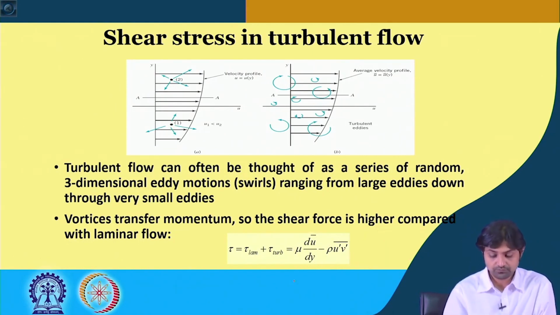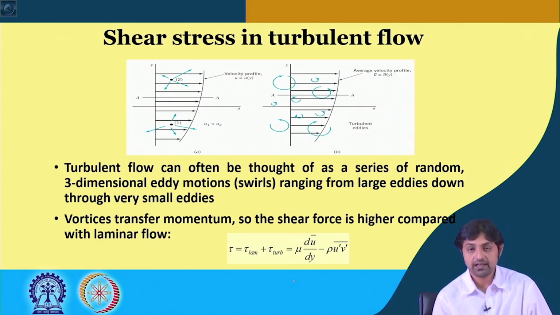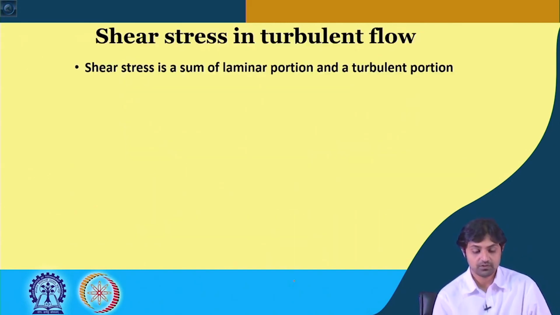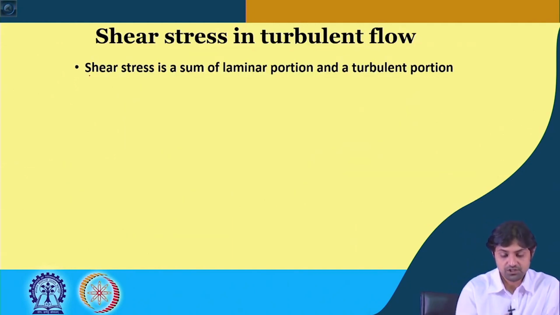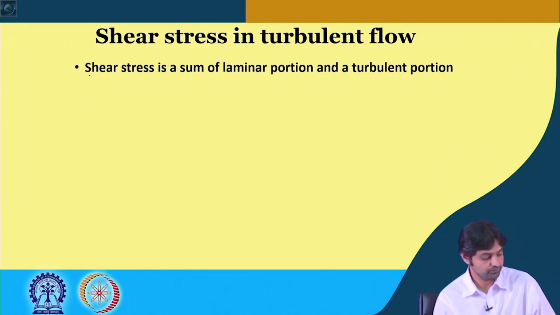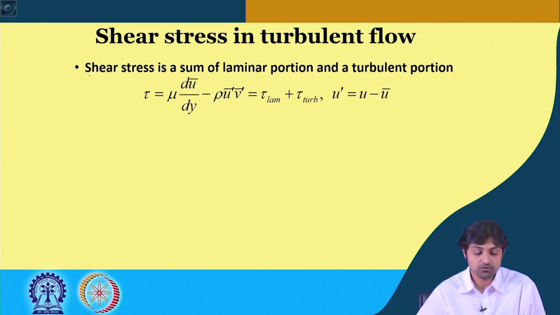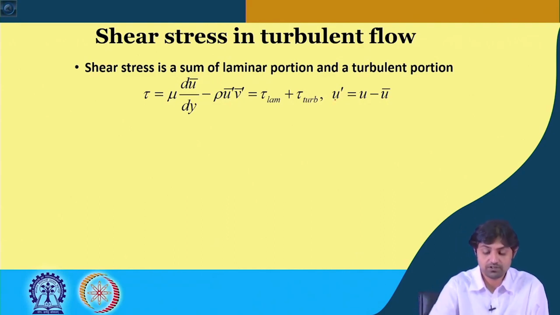So, therefore, the shear stress in a turbulent motion is much larger than the laminar flow. So, here as I said, the shear stress is the sum of a laminar portion and a turbulent portion. As shown before, tau is equal to mu du dy minus rho u dash v dash whole bar, all right. So, tau laminar plus tau turbulence, where this is fluctuation.